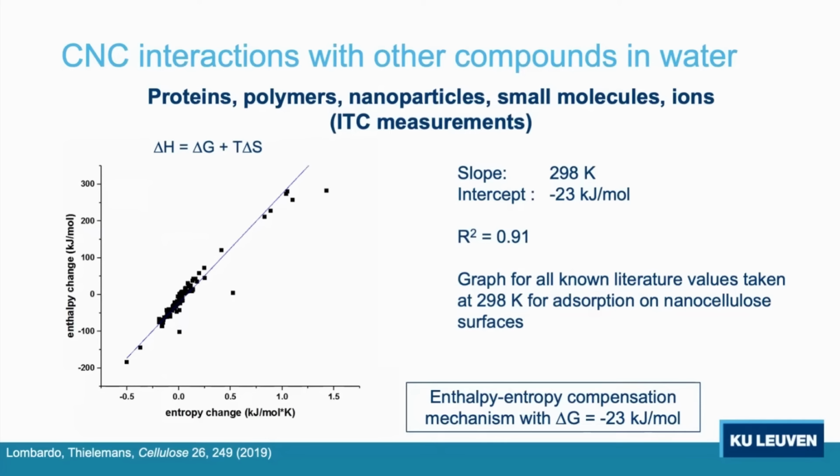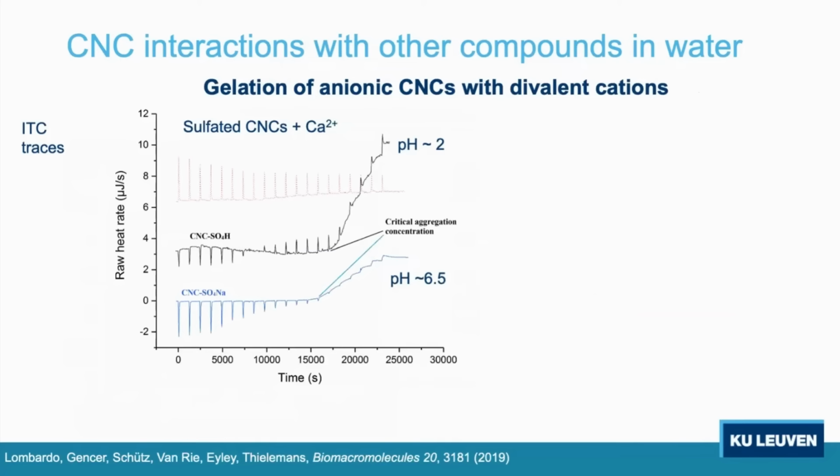We can also use that to look at gelation of CNCs or CNFs with, for example, divalent cations, where you have CNCs with sulfate groups in the acid form, or CNCs with sulfate groups in the sodium form, so neutralized. If you do the injections, at one point you'll see that your baseline shoots up, and that's because the stirring in your system generates enough heat. The reason for that is because you get gelation, so you can get very detailed information on the critical aggregation concentration as you add your divalent cations.